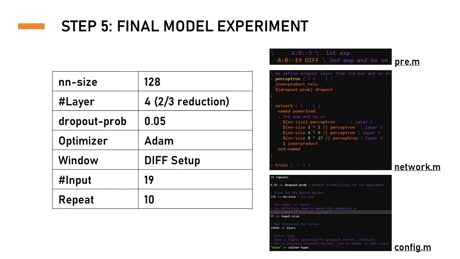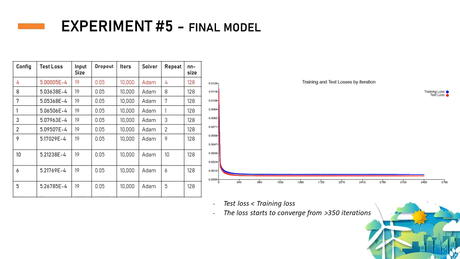In this final experiment, we fit the best hyperparameter settings to the network except the regularization. We run 10 repeats to find the variability and to make sure that this is a correct conclusion. As you can see, the test loss is smaller than the training loss. The loss starts to converge from 350 iterations.